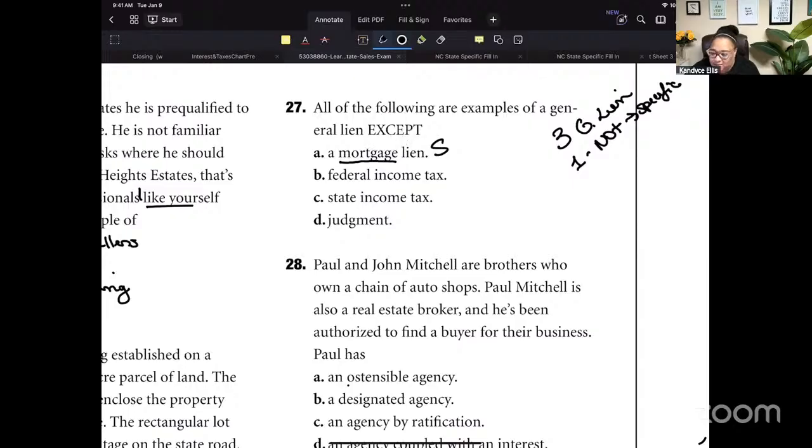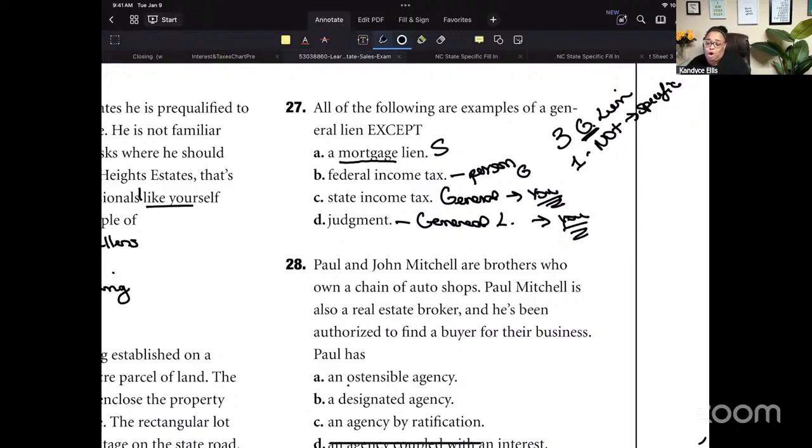Federal income tax liens are going to be against a person. You owe those federal taxes, so that's a general lien. The same with your state income taxes: that's a general lien because it's against you, the person. And the same thing with the judgment lien. It's a general lien because it's against you. You owe money. So our income tax liens and judgment liens are all against a person, but specific liens are against a specific piece of property, making our answer a mortgage lien.